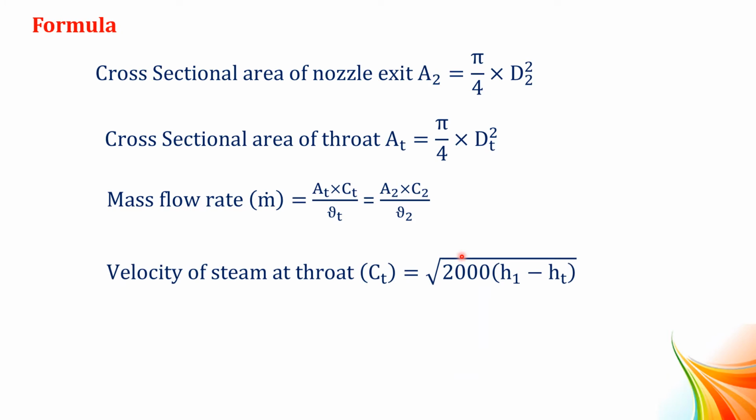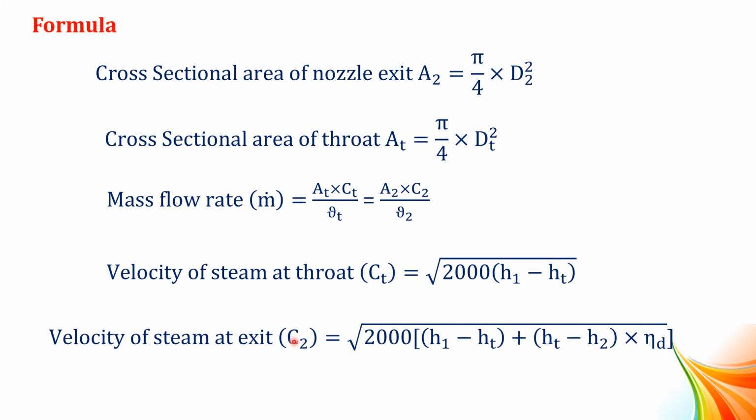So Ct, the velocity of steam at throat, can be calculated by taking square root of 2000 into h1 minus ht. In the convergent part of the nozzle, we are taking the enthalpy drop as h1 minus ht. There is no frictional loss in that part, so no need to multiply it with the nozzle efficiency here. Then velocity of steam at the exit C2 equal to square root of 2000 into h1 minus ht plus ht minus h2 into eta d.